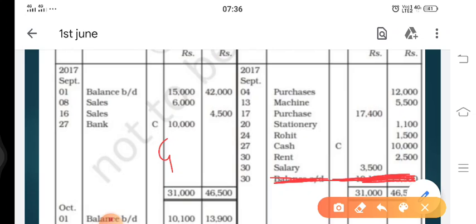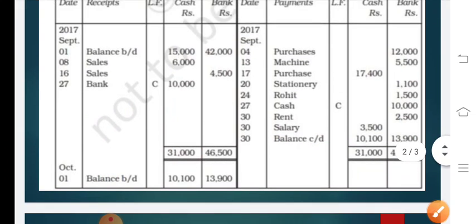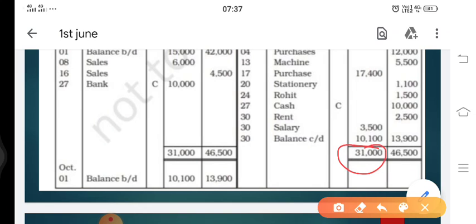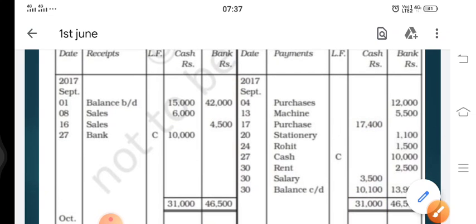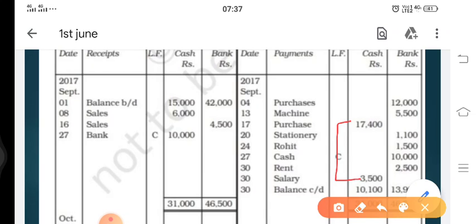Now what you are supposed to do is check the balance of the debit side as well as the credit side. So when we talk about the cash book, 15 plus 6, 21 plus 10, 31. Here we go, 31,000. Since 31,000 is the greater balance, we'll write it on both sides. Now for balancing, we have to check the credit balance. Here we have 17,400 plus 3,500.